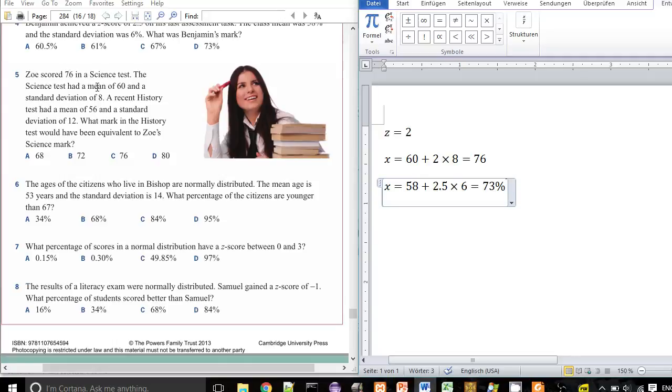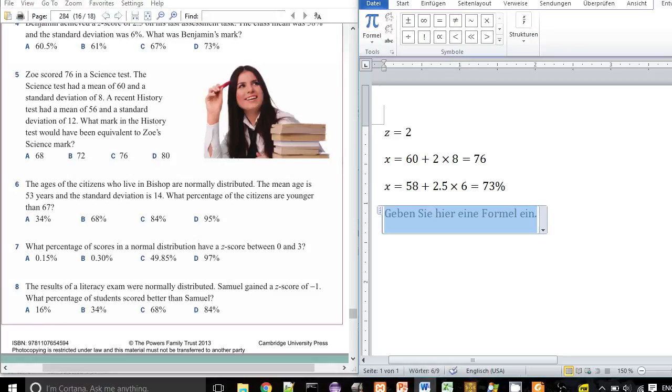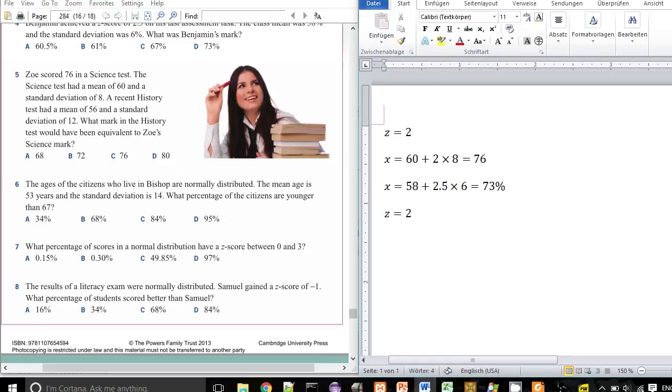Okay, so Zoe got above average. Okay, so 76 is 16 above 60. And that's just 2 lots of 8. So okay, I don't know if this is Zoe or just some. It's just a stock picture. I don't know why they use these pictures. It's irrelevant. So Z equals 2 for science.